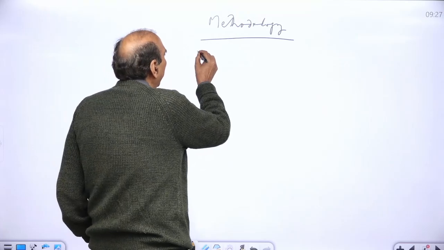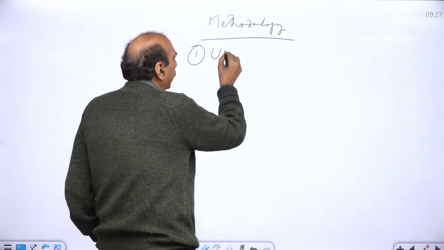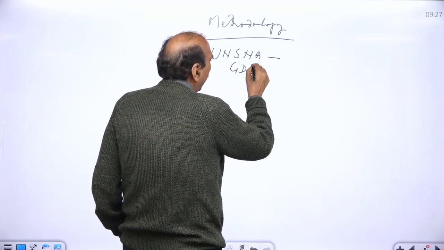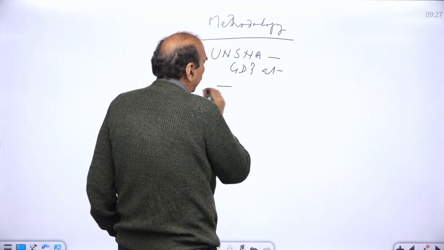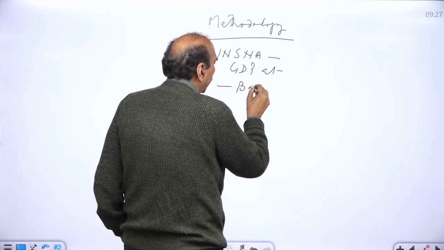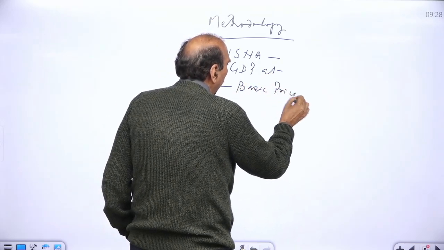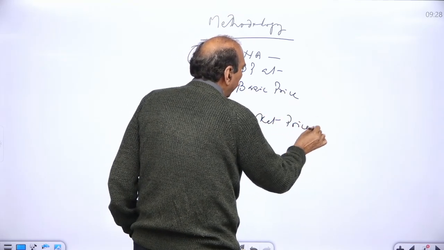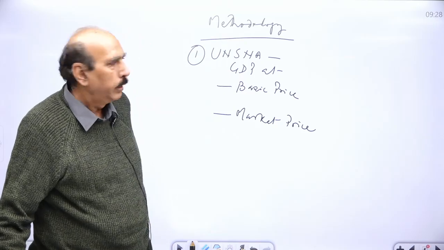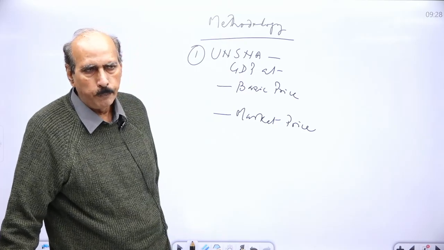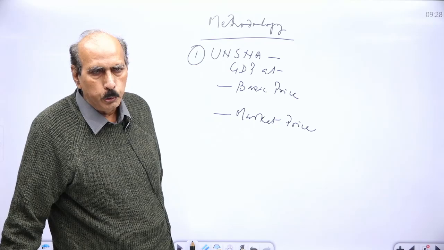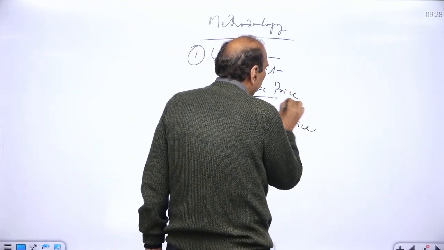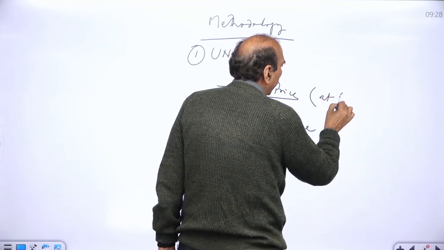One is obviously in compliance with the UNSNA, we started estimating GDP at basic prices and market price. That is as per the compliance of the UNSNA. This change has been introduced in compliance with UNSNA. Earlier, instead of basic price, we were calculating at factor cost.